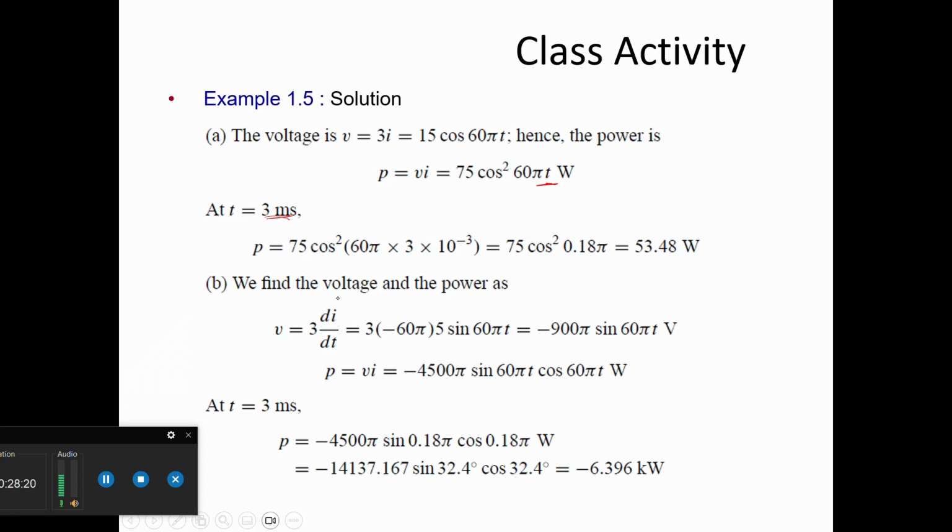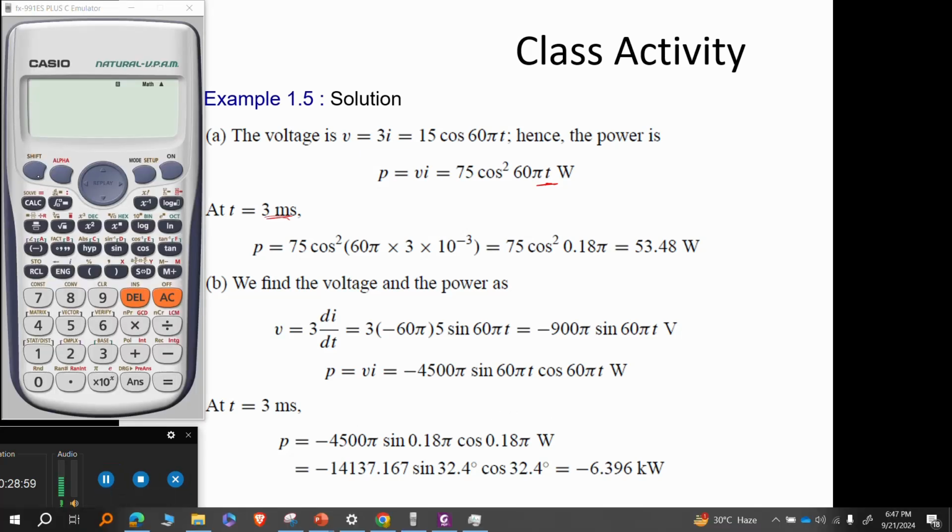And similarly, if we take the derivative of i, this will be minus 900 pi sine 6 pi t. Then when we get p equal to vi, we can get the particular answer by solving this equation, and we'll get this answer 63.96 kilowatt. We'll also calculate this answer. It requires that you brush up your skills for derivation and then take your calculator and substitute these values accordingly.